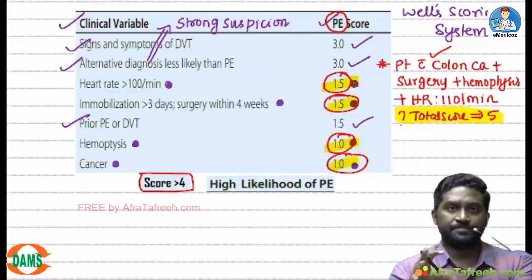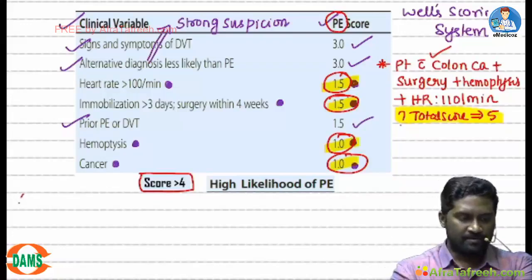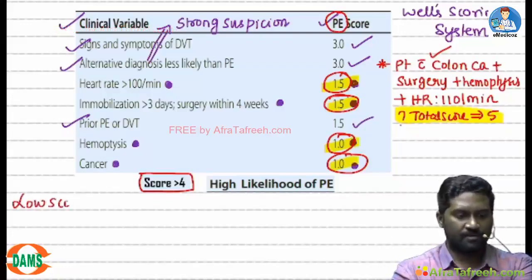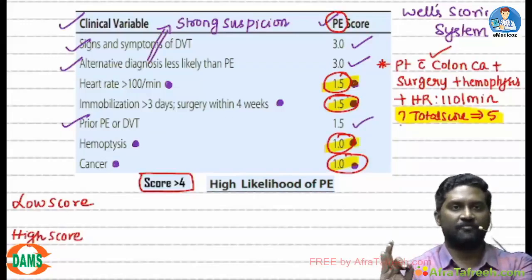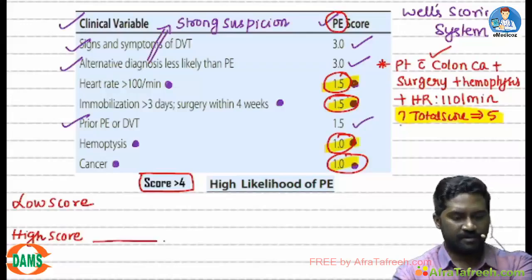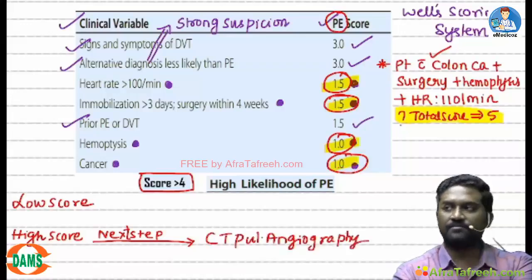Now how will we investigate the patient further based on this score? There can be two entities, patients with low score and patients with high score. Now if it is a high score patient, I should not waste time because possibility of pulmonary embolism is high. If the patient score is high, more than 4, the next step will be investigation of choice for pulmonary embolism, that is CT pulmonary angiography. I should not delay a CT pulmonary angiography in a patient with high score.